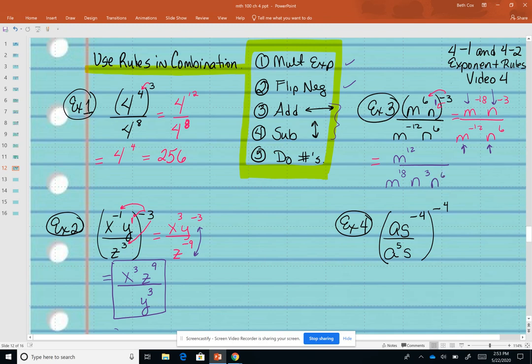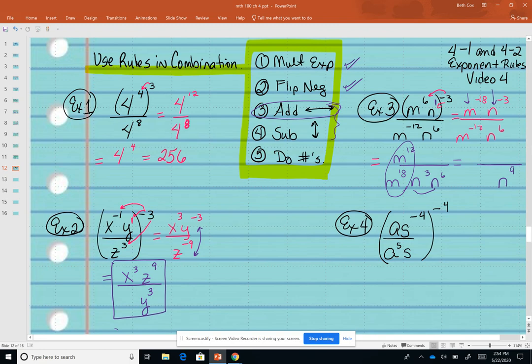Okay, all right, so now I'm going to erase those, give myself some room. So I've done step 1, which is multiply. I've done step 2, flip. And now if I have any that are going right and left, I'm going to add those. And so I can do those. So that's going to give me n to the 9. And then step 4, if I have any that are on top of each other, I can subtract those.